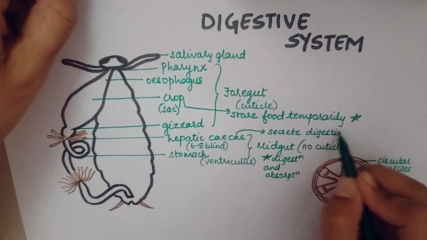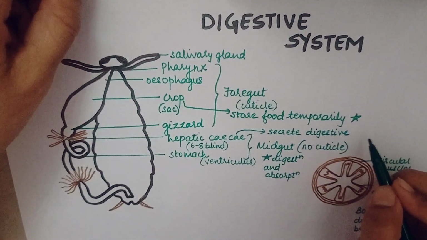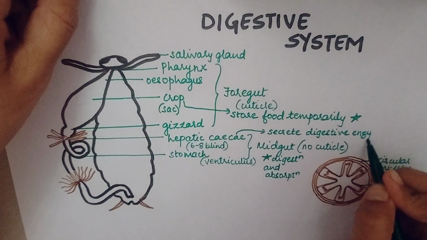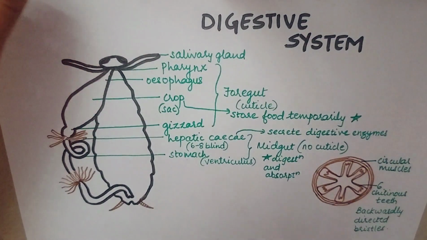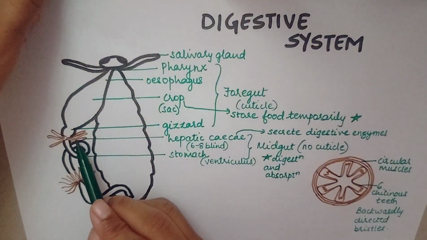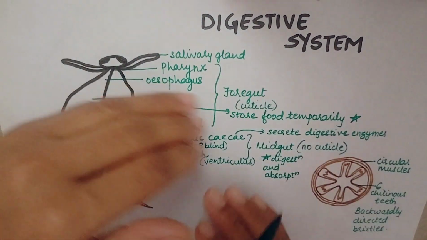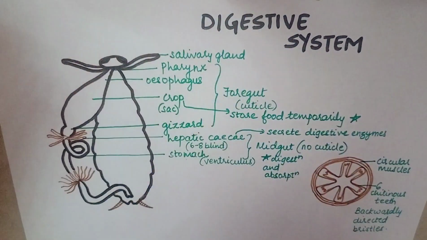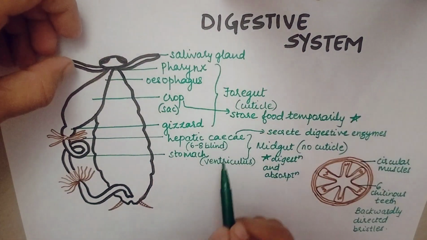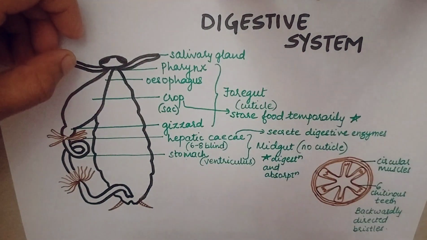See, the stomach is going to do the function of digestion and absorption, right? So we need enzymes for digestion and absorption. So this hepatic caeca present just above the stomach will secrete the digestive enzymes. Okay, after that the stomach will do the function of digestion and absorption. This was about the midgut of the cockroach.